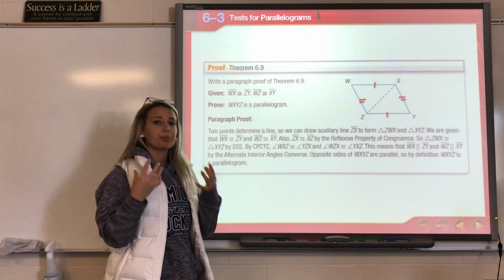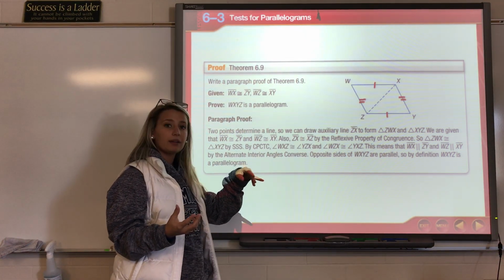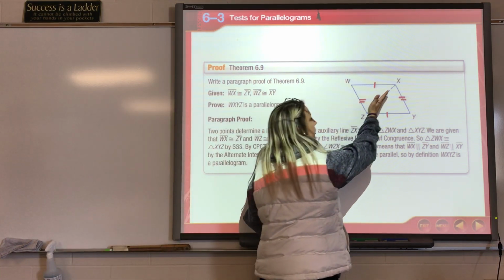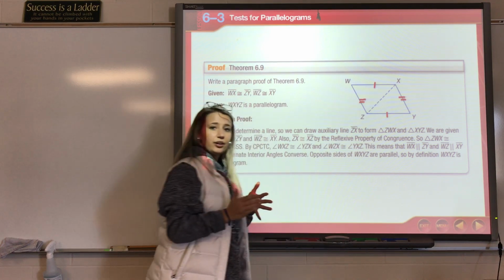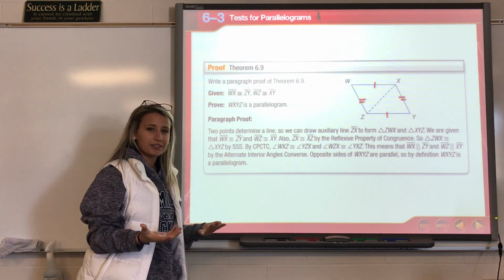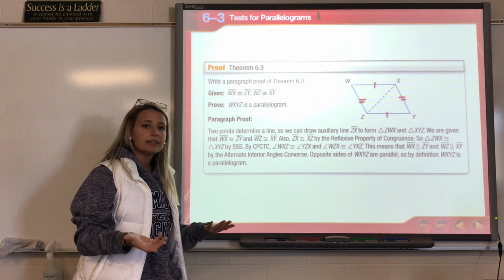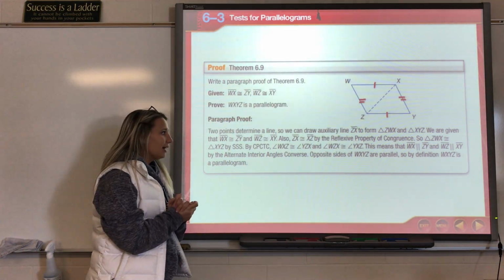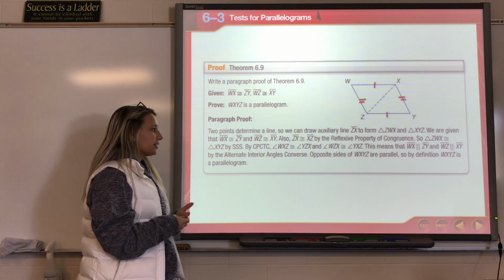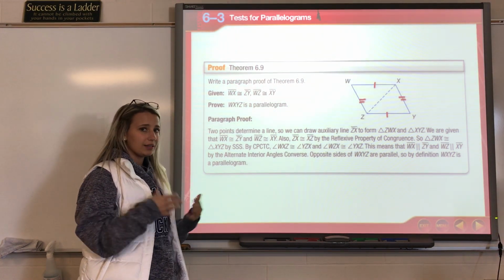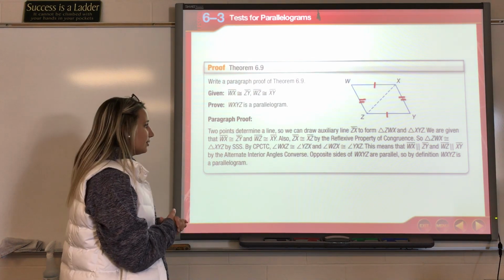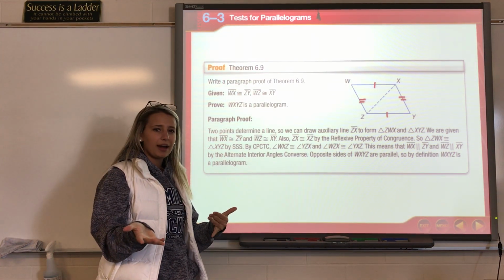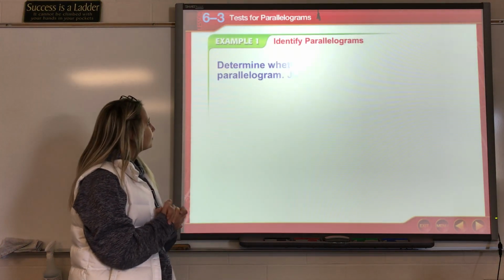Now we have to prove that this figure is a parallelogram using this. So basically we're going to construct this little imaginary diagonal. Since that diagonal is congruent to itself, we can easily prove that these two triangles are congruent by side, side, side. And then using the alternate interior angles converse, because all the parts are congruent, we can prove that it's a parallelogram. I don't want to spend a ton of time on that, but we can move forward.